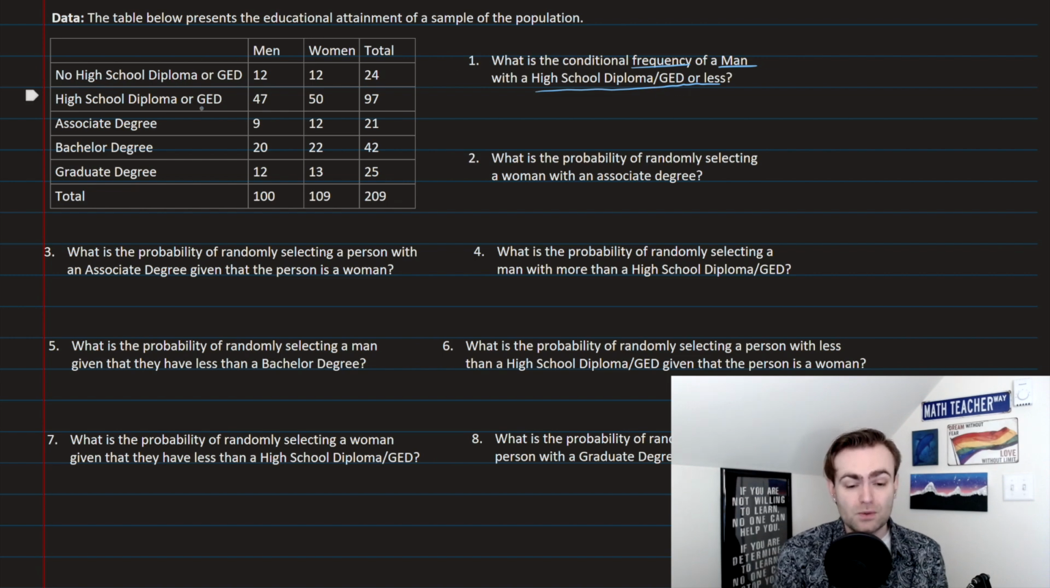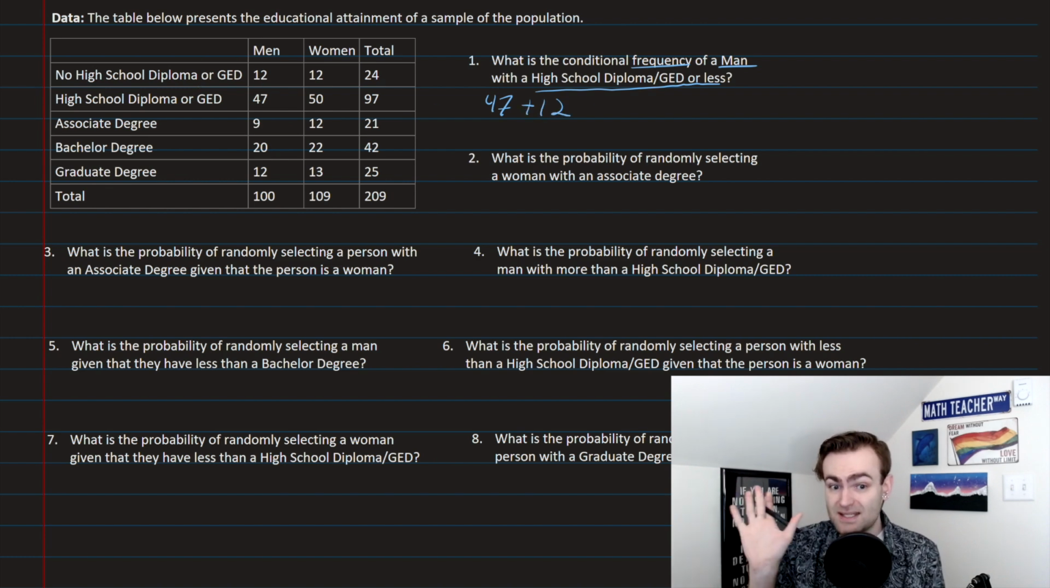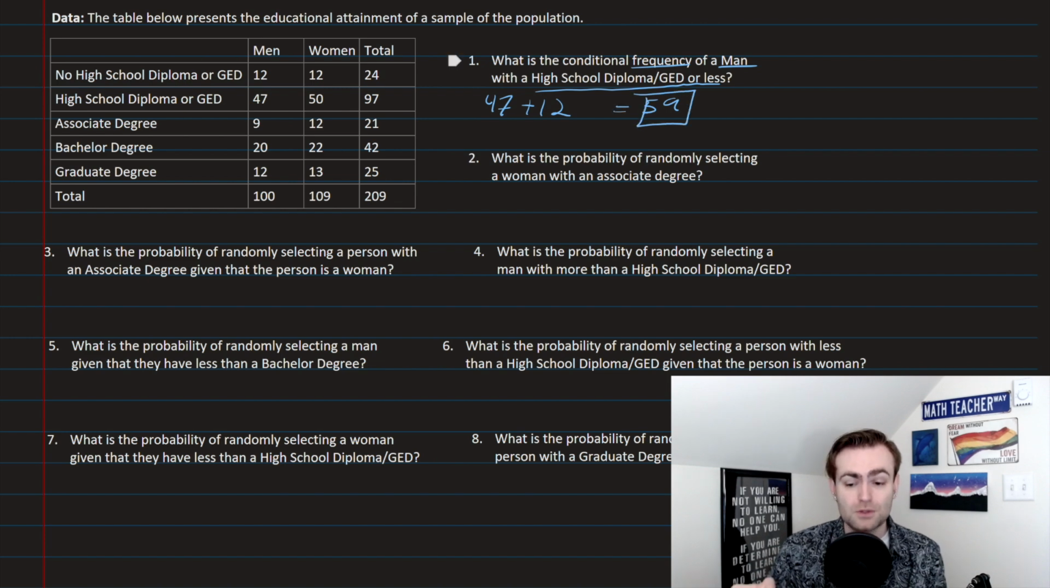Well, high school or GED with a man would be 47, but we could also have less, which means no high school diploma or GED, and that would be 12. So we're just going to add the numbers together, and it's just the number. So 7 plus 2 is 9, 4 plus 1 is 5, so 59 would be that conditional frequency. Remember, we're not talking about probability there.